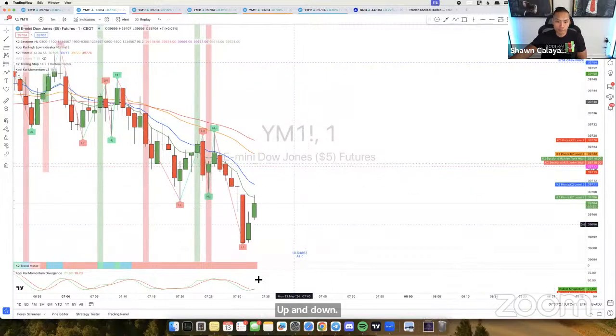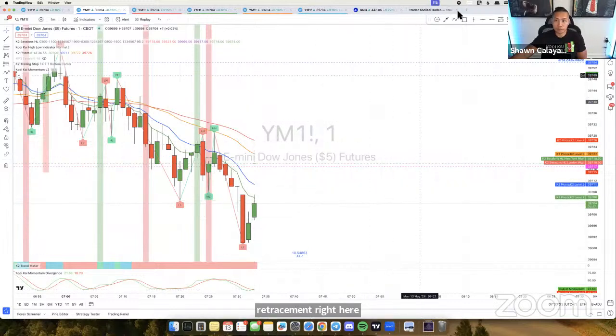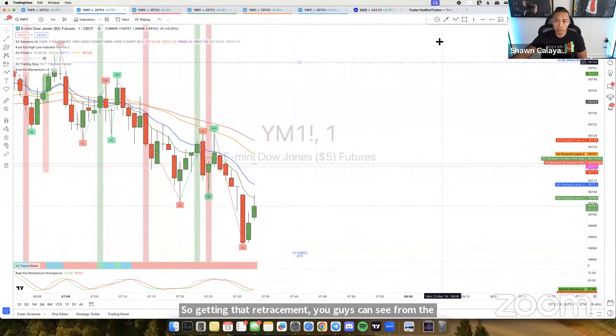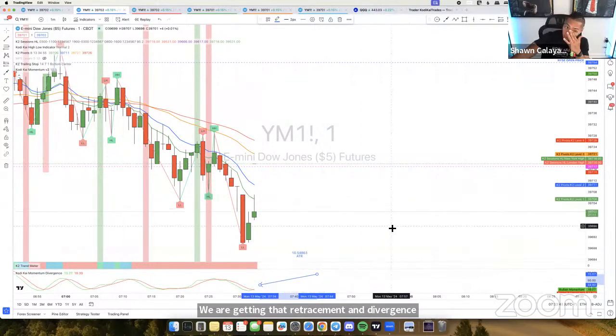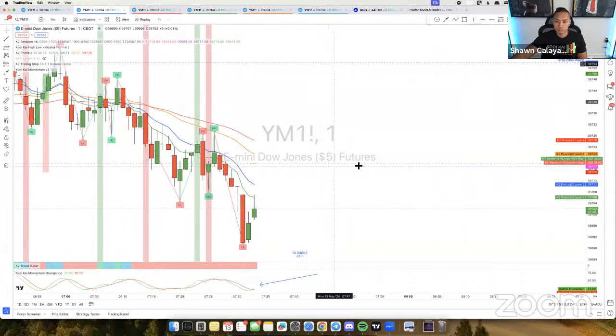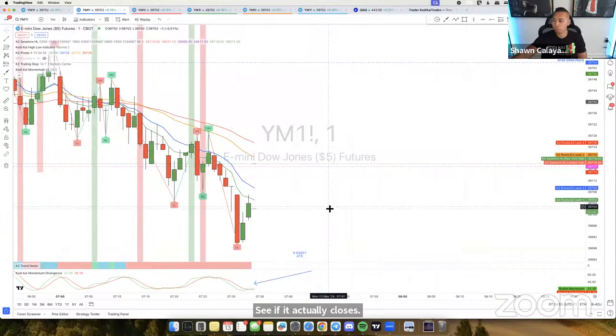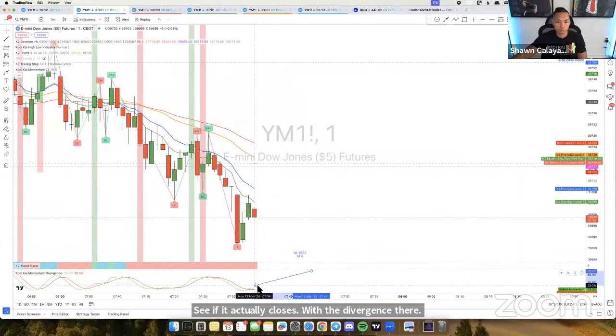All right, so like I said over here, guys, we have the retracement right here. So we're getting that retracement. You guys can see from the divergence down here, the ATR is still pretty low, but we are getting that retracement and divergence. See if it actually closes with the divergence there. Yeah, so the divergence there actually happened.